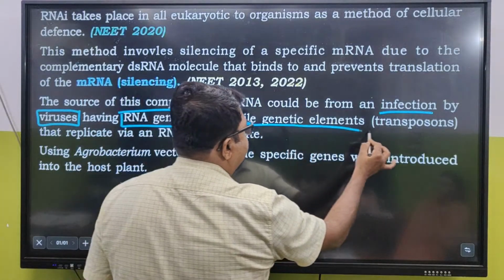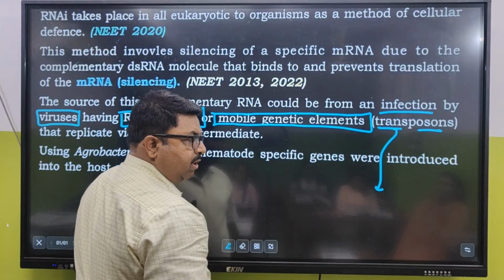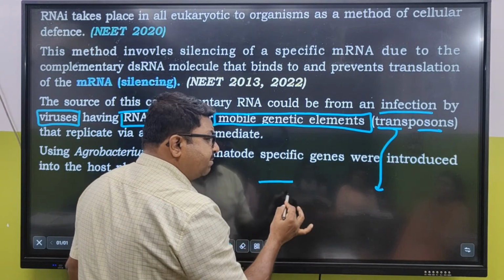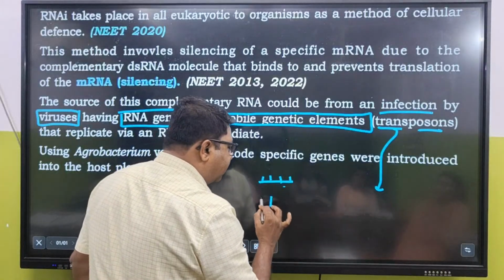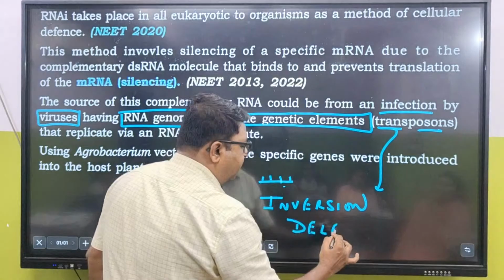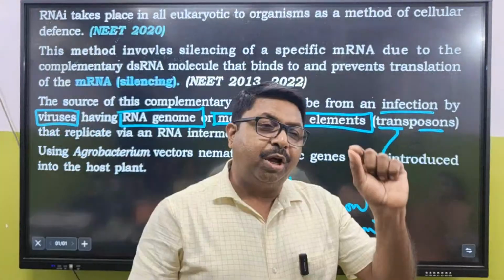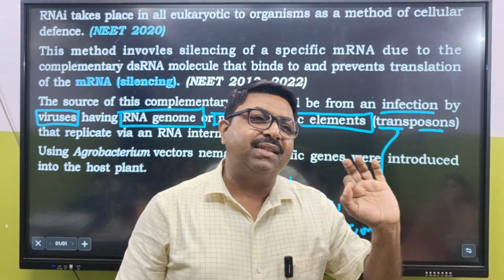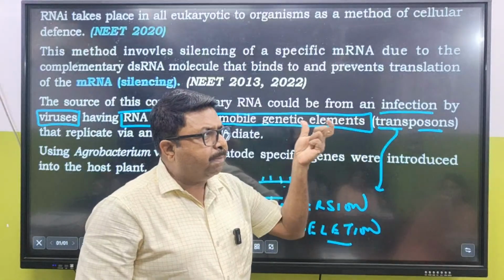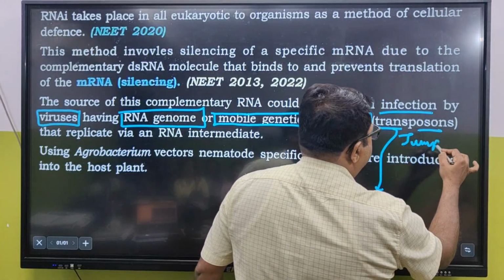Or mobile genetic elements called transposons. Now what are transposons? Very, very important. Transposons are mobile genetic elements. That means, if there has been a mutation, they can help in inversion, and they can help in deletion. I think you know what is deletion: deletion of one of the bases. We have seen this in sickle cell anemia, a point mutation. So these transposons are pieces of DNA. We call them jumping genes also.